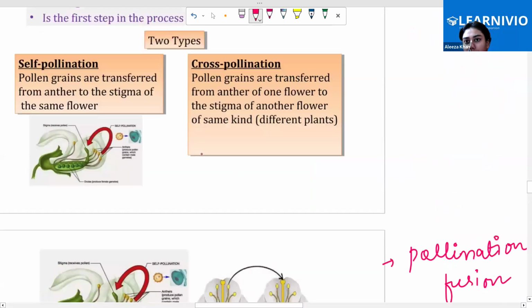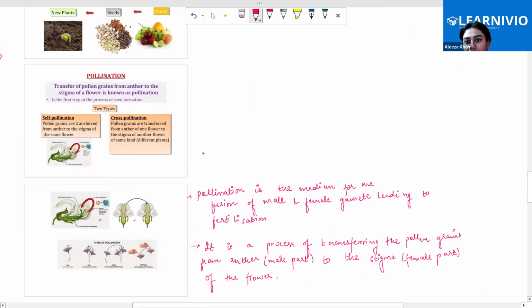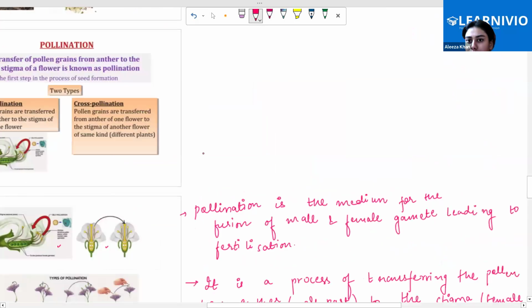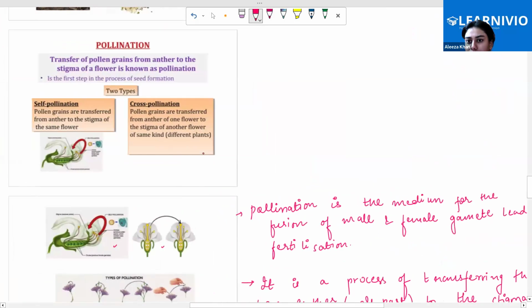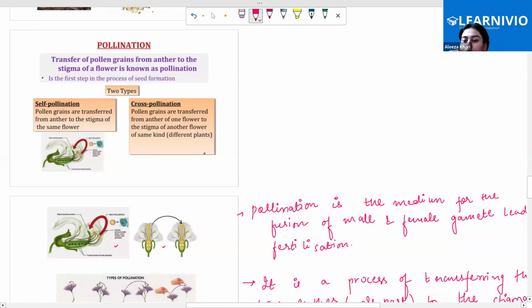Yes, ma'am. Let's talk about the self. Ma'am, if in a plant there are two different flowers, and then pollination takes place, it will be self. Ma'am, within the plant, pollination is self, right? No. See, if it is taking place in the same flower, then it is self. But if we are taking it between two different flowers, even if they are of the same plant, then it is cross.